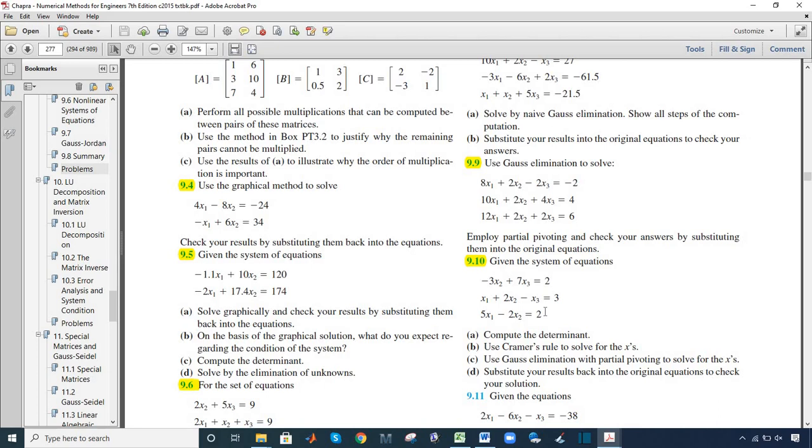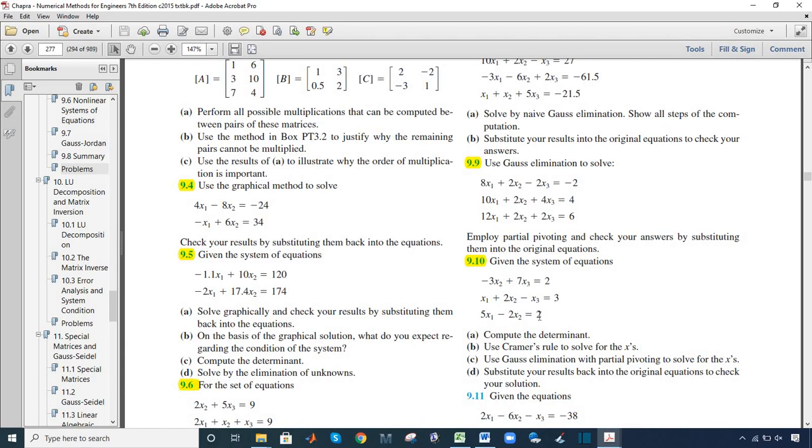The values of x1, x2 and x3 which you will obtain by Cramer's rule and the partial pivoting Gauss elimination method will be the same. And when you put these values of x1 is equal to 0.985507 and x2 is equal to 1.463768 and x3 is equal to 0.913043, the results will be 2, 3 and 2.